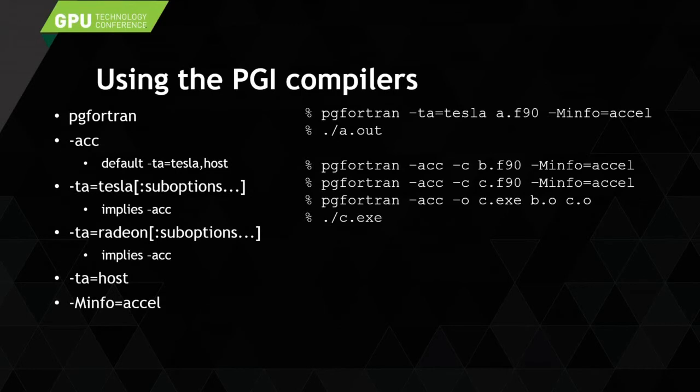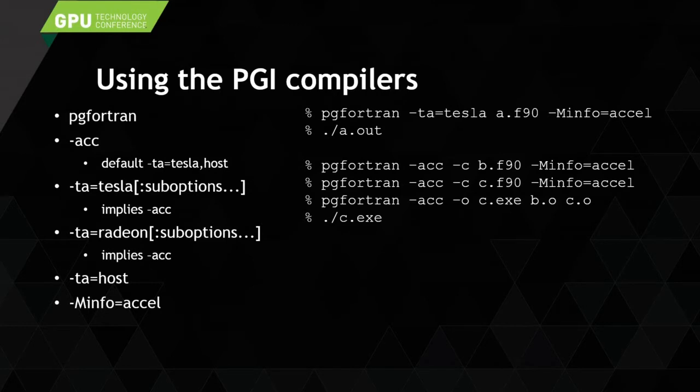And we have other options. We have options Tesla, Radeon, and host. So today we support Tesla and Radeon. Radeon, we have more features for Tesla than for Radeon because OpenCL doesn't have things like a linker, so you don't have separate compilation. Those things will be coming.